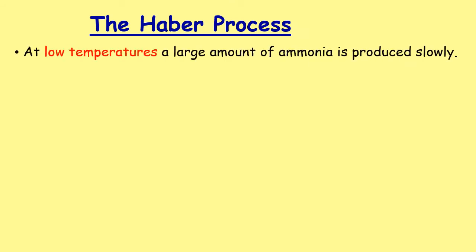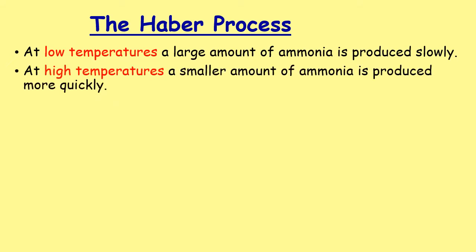Now, the conditions for doing the Haber process. If you try the Haber process at low temperatures, you're actually able to make a high amount of ammonia, but we know that low temperatures means low reaction rate, and so this large amount of ammonia is produced very slowly. At high temperatures, you create a small amount of ammonia, but you're able to produce it quicker.